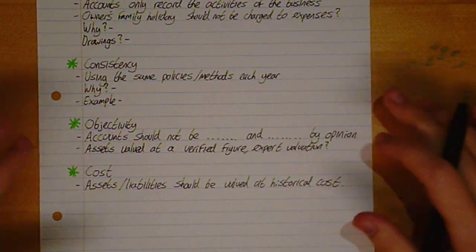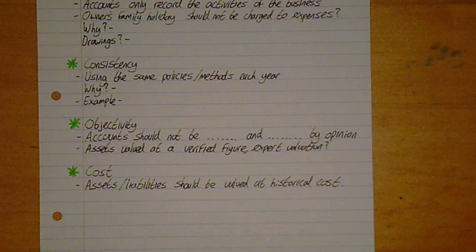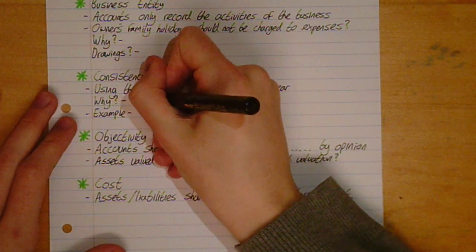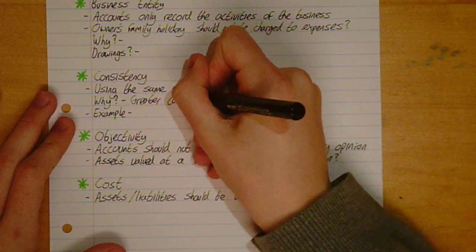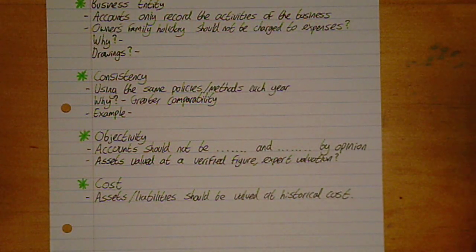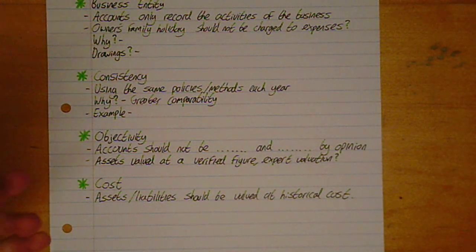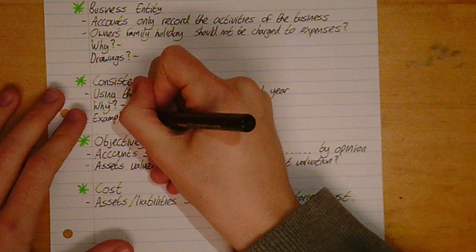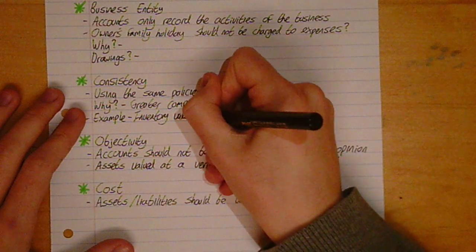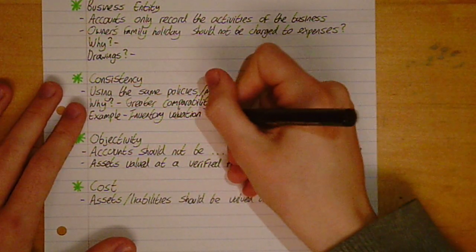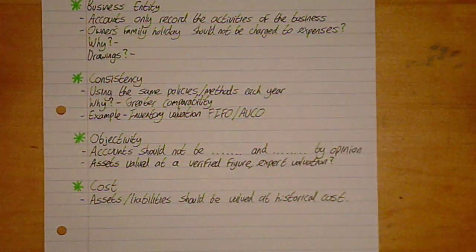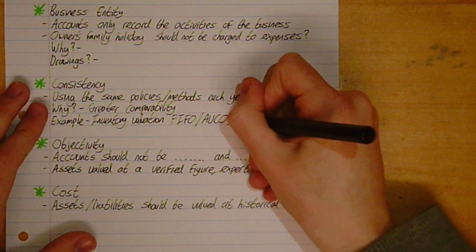So consistency: using the same policies and methods each year. So why do we do this? Well, the main reason is greater comparability. I can compare my accounts from last year with this year because I'm using the same methods to calculate things like my inventory valuation. So a good example is inventory valuation. There are two that you're made to learn in second year, I think it's two, FIFO and AVCO. But for first years there is another one, which is depreciation.